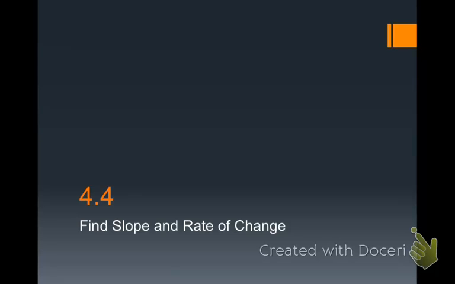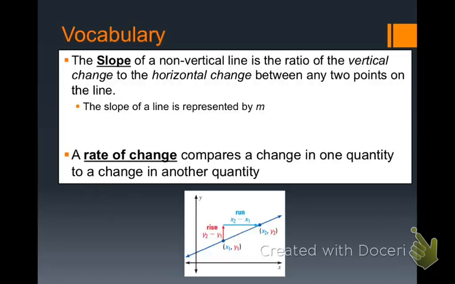This is section 4.4, find slope and rate of change. Vocabulary. The slope of a non-vertical line is the ratio of the vertical change to the horizontal change between any 2 points on the line. We always represent slope with the letter M.